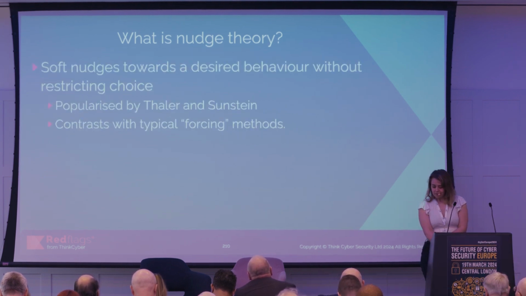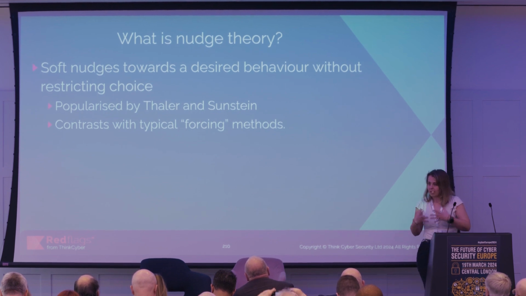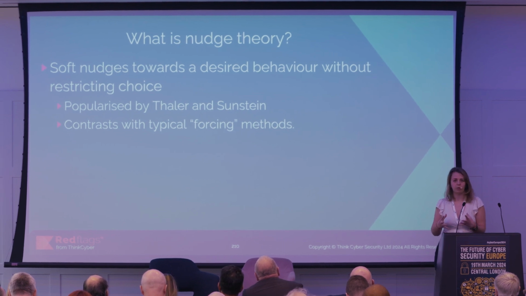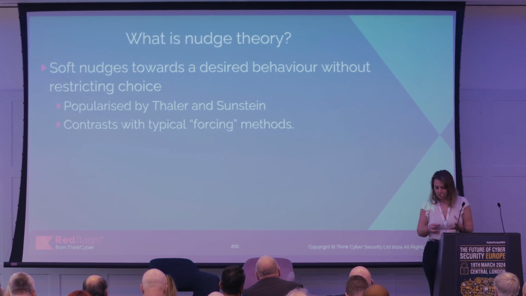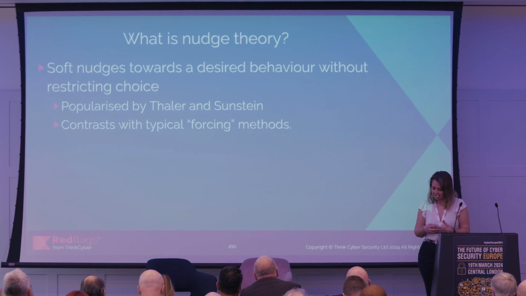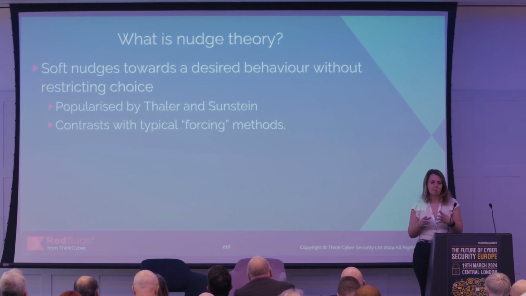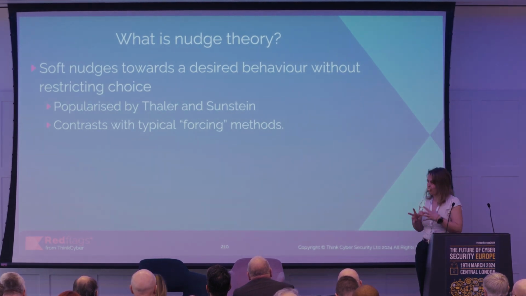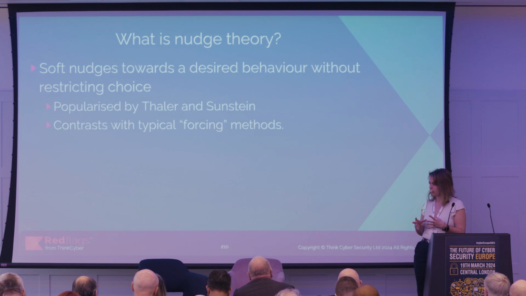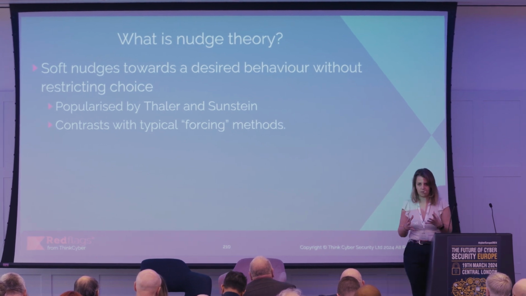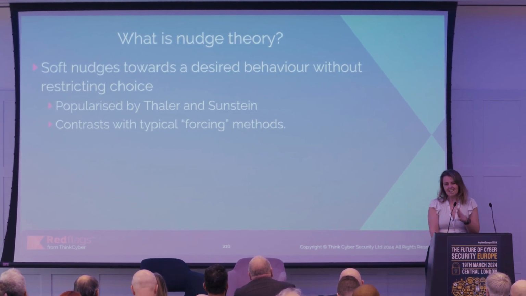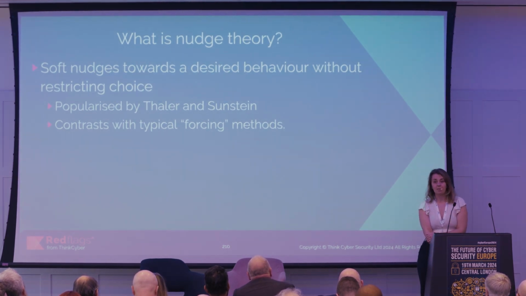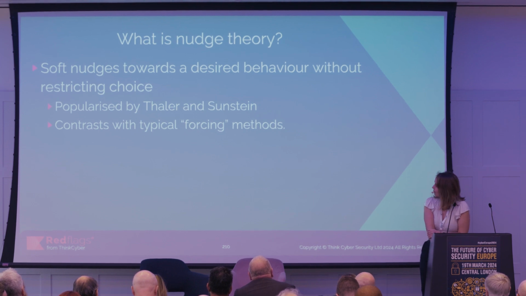So soft nudges are basically a way of making people display the behavior you want them to do without being forceful with it. Based on Thaler and Sunstein's work, it's called libertarian paternalistic nudges. It influences behavior without forcing it, without changing what they need to do or stopping them. It just helps them. And this is quite contrasting with the typical methods that we use in security for training.